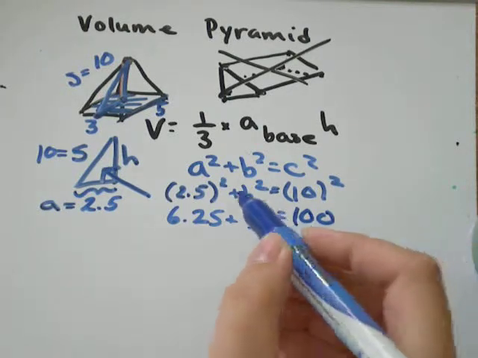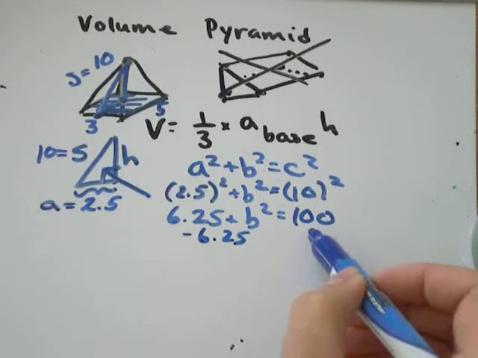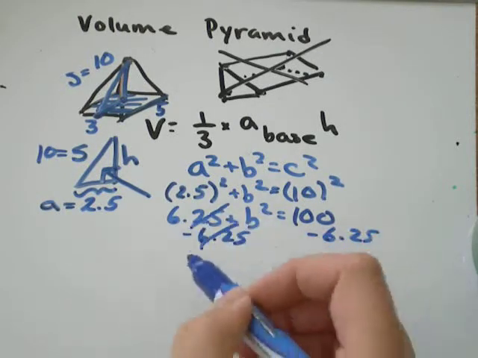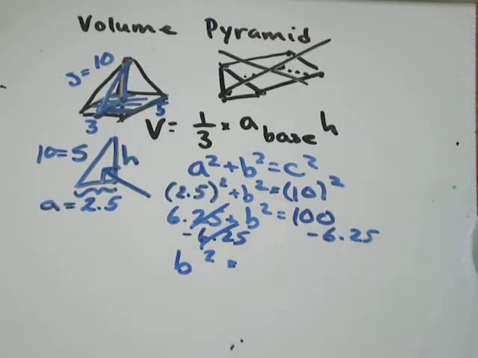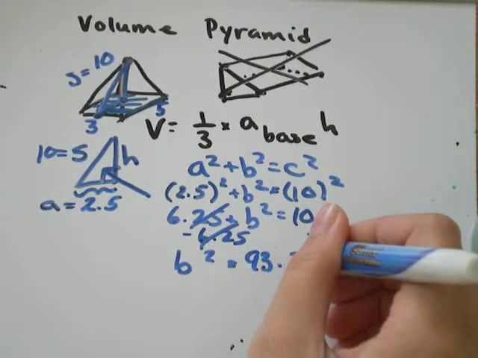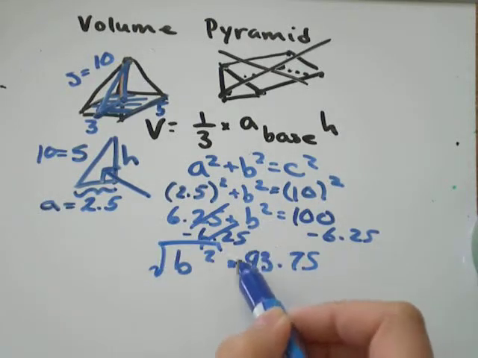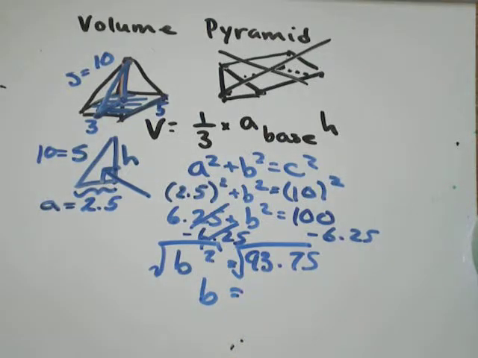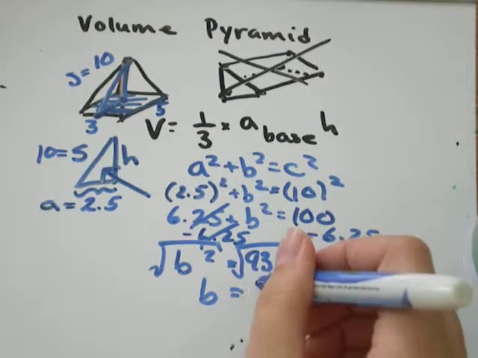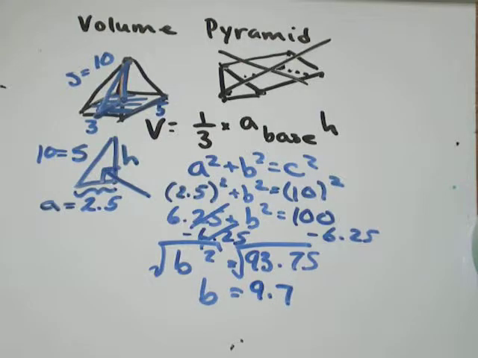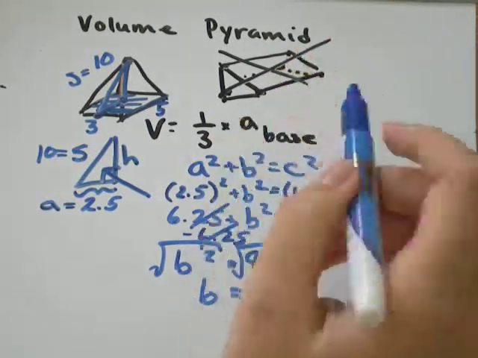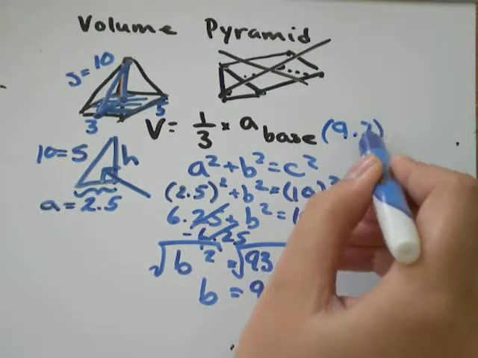To solve for b, first I'm going to subtract 6.25 from both sides so that goes away, and I'll get b squared equals 100 minus 6.25, which would be 93.75. To get b, I'll just square root both sides, and I'll get b equals the square root of 93.75, which will be about 9.7. Okay, so we can plug 9.7 up here in for h in our formula.